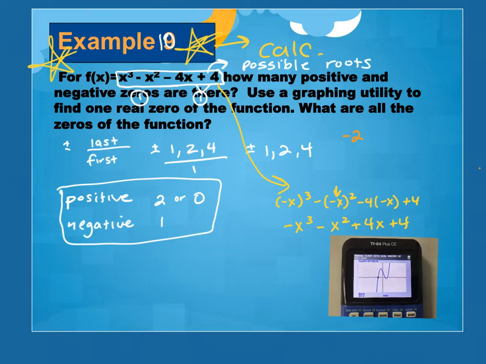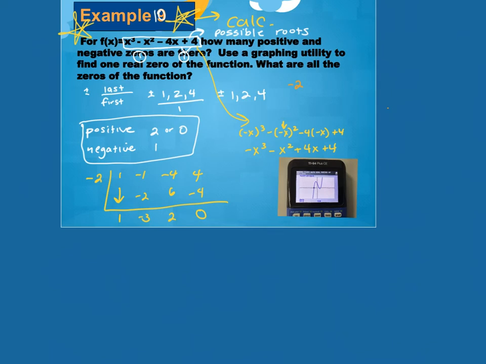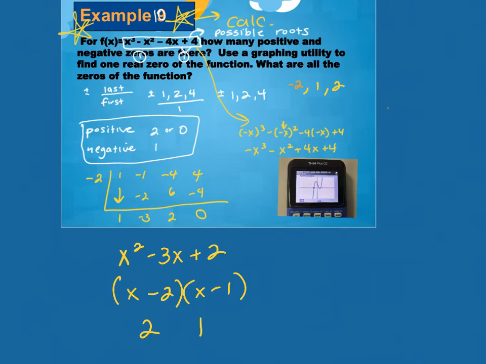Then let's say those other ones are not rational ones. I can't factor what's left. What am I going to have to do with this? Synthetic division with negative 2 on the outside. And then 1, negative 1, negative 4, 4. Bring it down. My remainder is 0 as it should be. And now I get x squared minus 3x plus 2, which is x minus 2, x minus 1. So my roots are negative 2, 1, and 2.